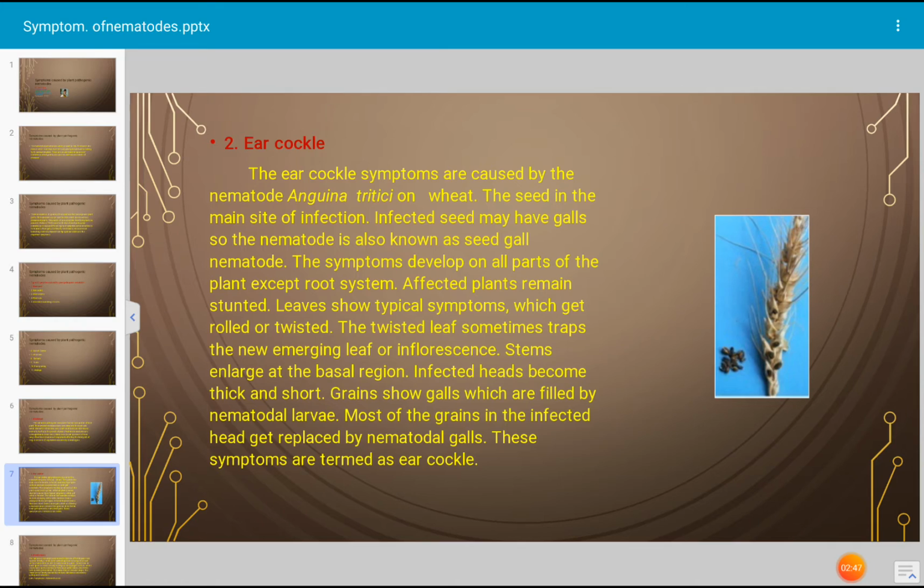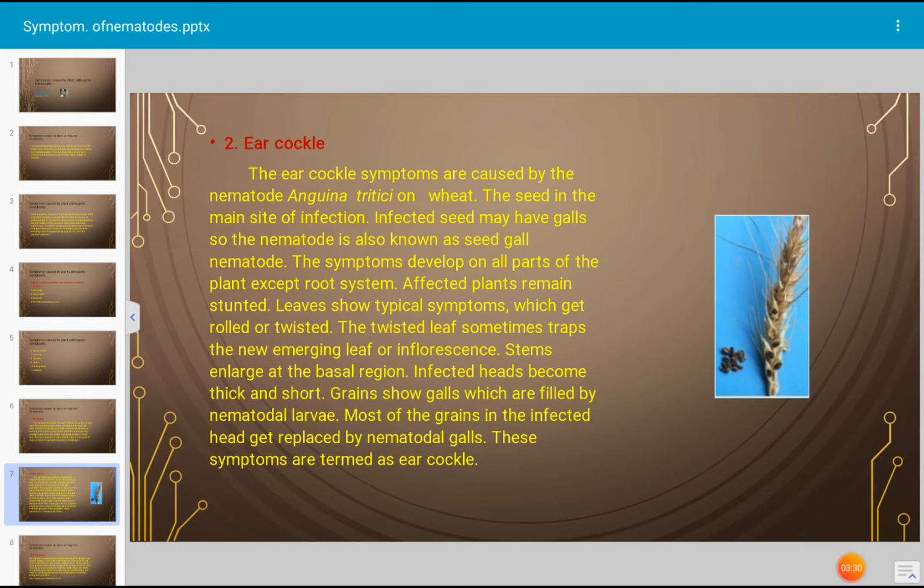The ear cockle symptoms are caused by a nematodal pathogen in the case of wheat, and the nematodal pathogenic organism is Anguina tritici. In this case, the seed is the main site of infection. The nematode infects only the seeds, and infected seed may have galls on the wall of the seed, and the symptoms develop on all parts of the plant except the root system. Affected plants remain stunted. Leaves show typical symptoms and get rolled or twisted. The twisted leaf sometimes traps the new emerging leaf or inflorescence.